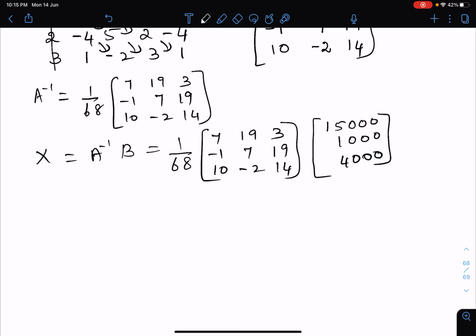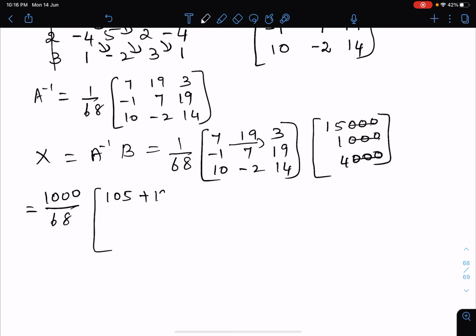Now here in B, 1,000 is common, so you can take it out. So it will be, I will write it here, 1,000 by 68. So these 3 zeros get cancelled. Okay, you will get 15, 1 and 4. Now multiply your first row into the column.